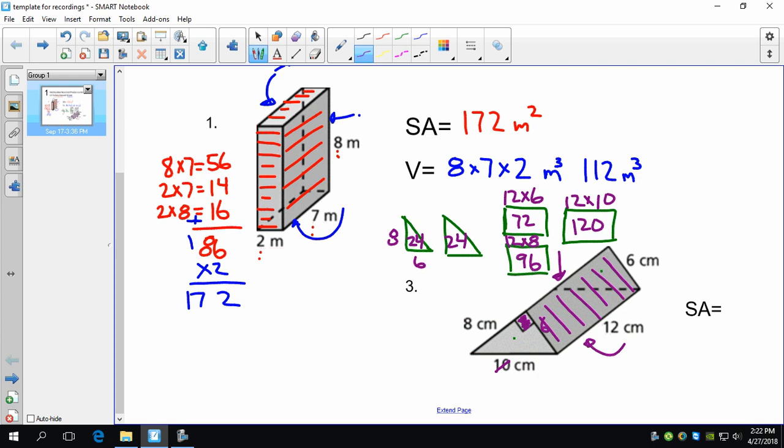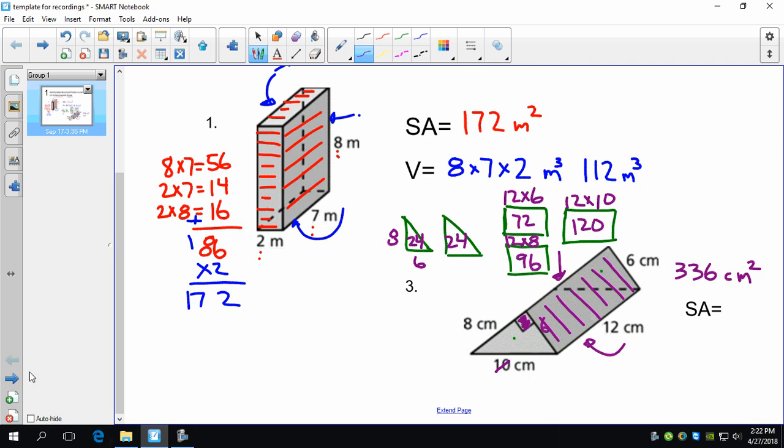So we're going to take 96 plus 120 plus 72 plus 24 plus 24. And we are going to get 336 centimeters squared. That's going to be the surface area for this triangular prism.